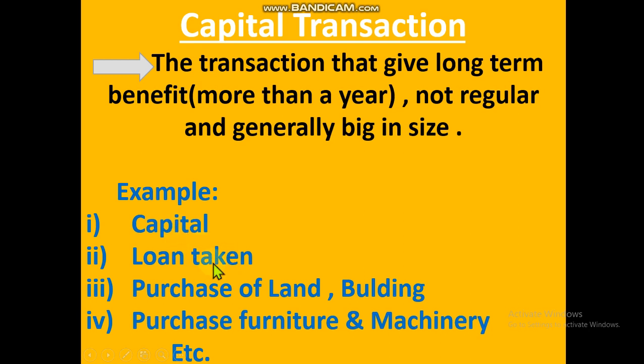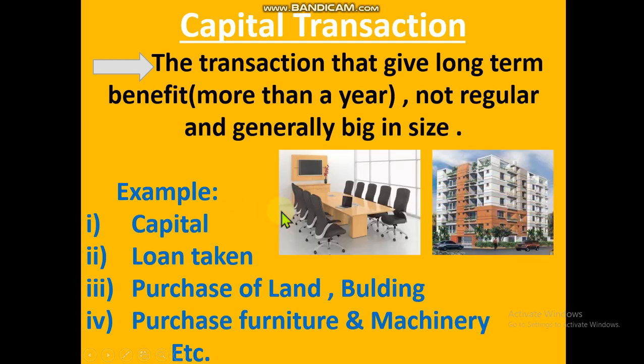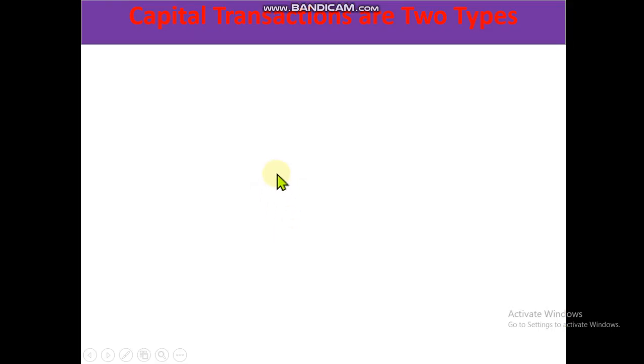For example, capital, loan taken, purchase of land, building, machineries, furniture, etc. This type of transaction will not occur in an organization at regular intervals. Okay, I hope you understand, dear student. These are some examples of capital transaction.